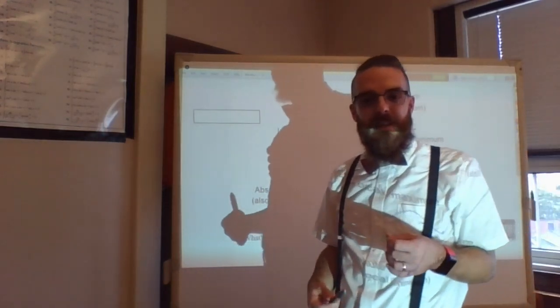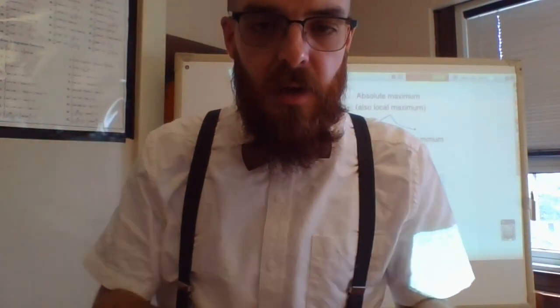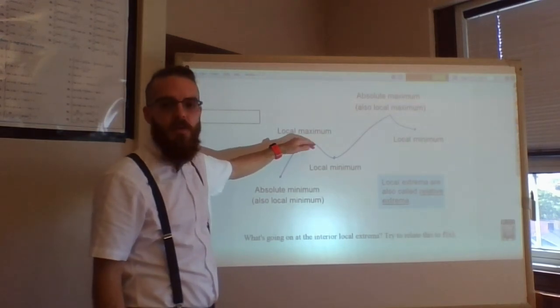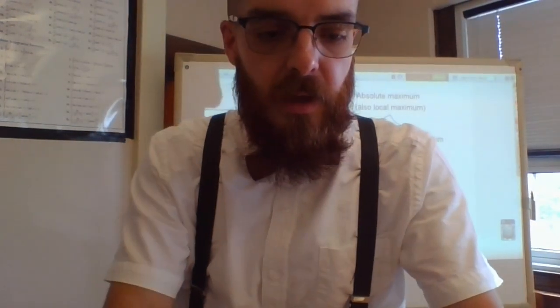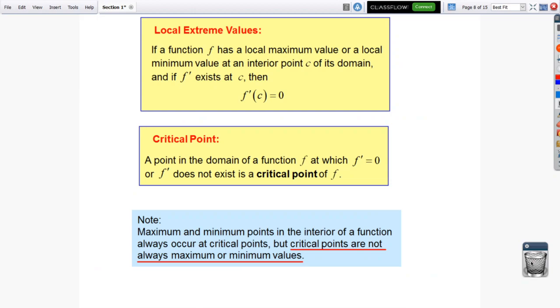So what we have to recognize here, where local extrema occur, are where the derivative is either equal to 0 or undefined. That's a very important thing to recognize. So important that we use that to define our local extreme values. If a function f has a local minimum value or a local maximum value at an interior point c of its domain, and if f prime exists at c, then f prime of c is equal to 0. We define critical points as a point in the domain of a function f at which f prime is equal to 0 or f prime does not exist.